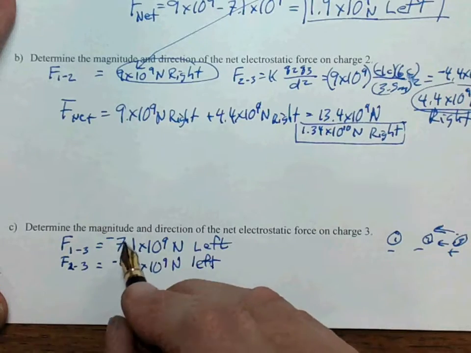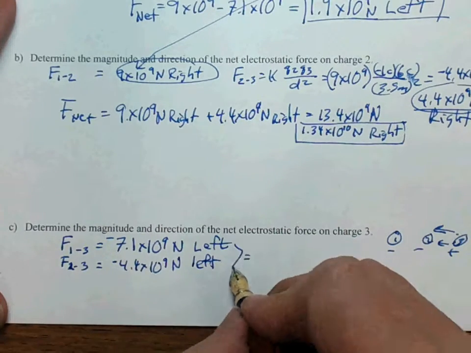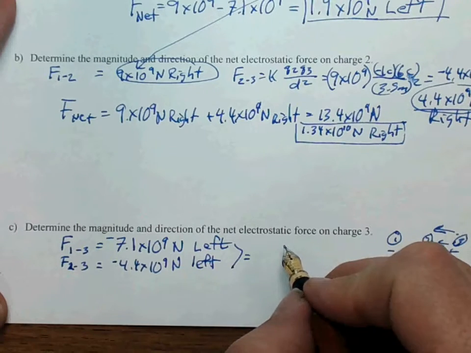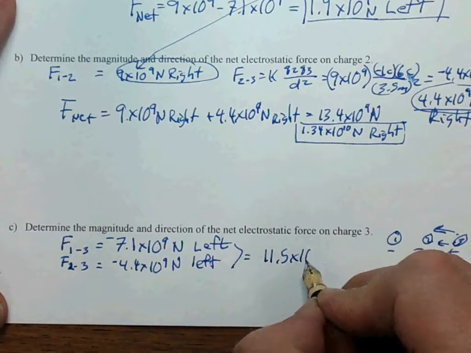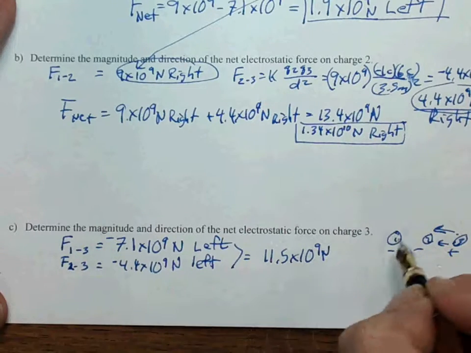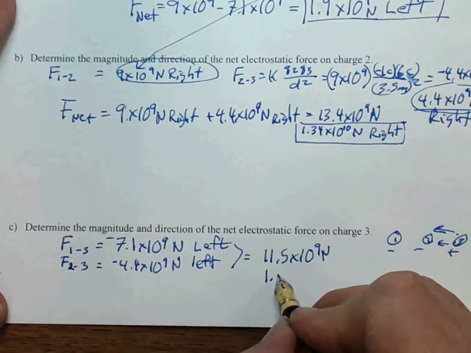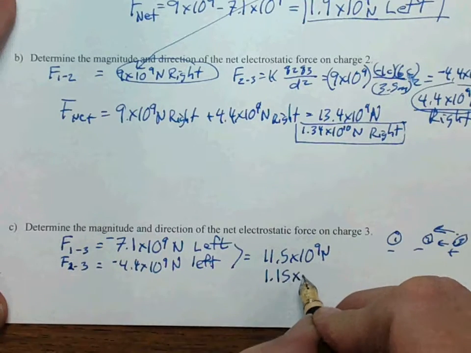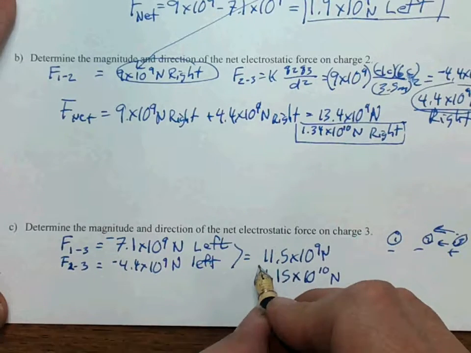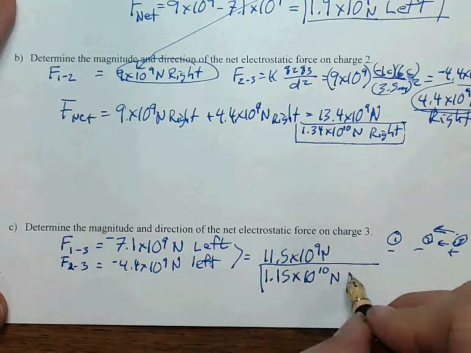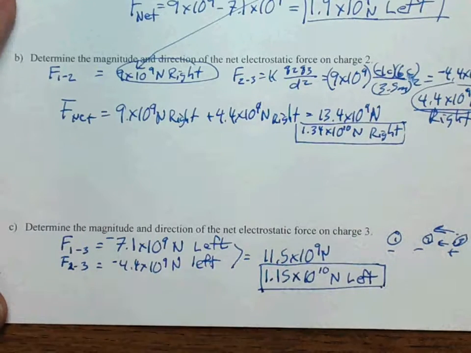So we can add both of these together, and when we do that, we end up with 11.5 times 10 to the 9th newtons, and in proper scientific notation, that would be 1.15 times 10 to the 10 newtons, and both of these are acting in the left direction. And there you have it.